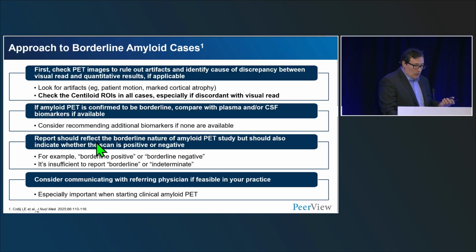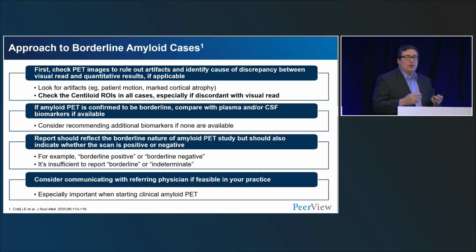Cortical atrophy, which you'll see in a substantial number of patients, is another issue. And I would recommend checking the centiloid ROIs in all cases, and certainly if you have a visual discrepancy. If you still believe it's borderline, comparing with plasma and CSF in your report, if you have access and if you have time, is good. That's certainly something hopefully the referring physicians know, because there are cases that are challenging, and that's true for the fluid biomarkers as well. I try not to tell my clinicians too much what to do, so they don't have a reason to ignore me.